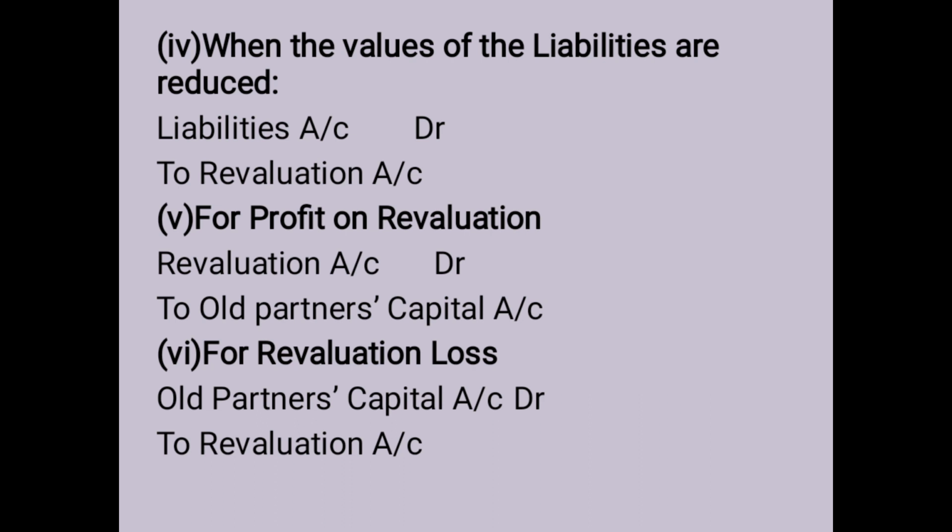The fifth journal entry, for revaluation profit: revaluation account debited to old partners' capital account. And the sixth, for revaluation loss: old partners' capital account debited to revaluation account. These six journal entries are compulsory in the calculation for the admission of a partner.